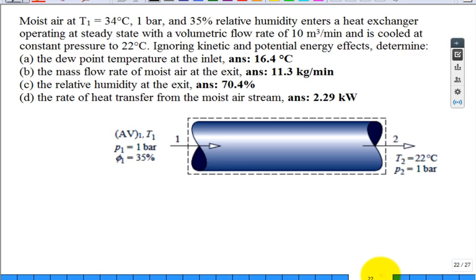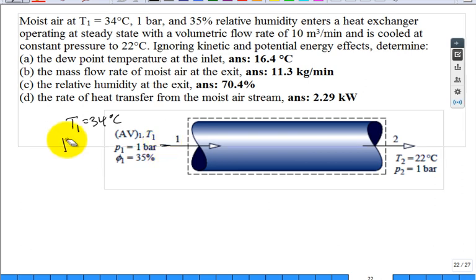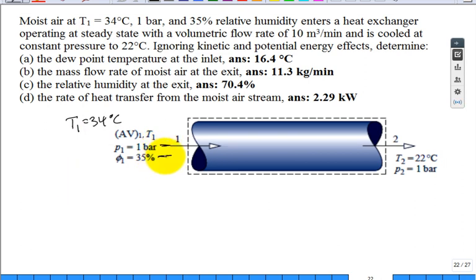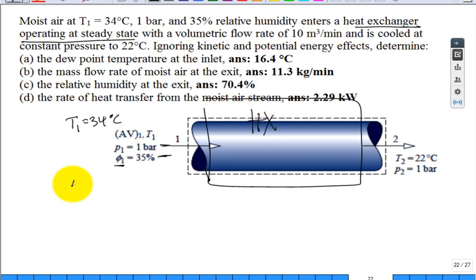We have moist air coming in at T1 of 34 degrees C and a pressure P1 of 1 bar, given right here in the illustration, and a relative humidity Phi1 of 35%. It enters a heat exchanger operating at steady state. So this is my heat exchanger. And a volumetric flow rate, AV at state 1, is 10 meter cube per minute.